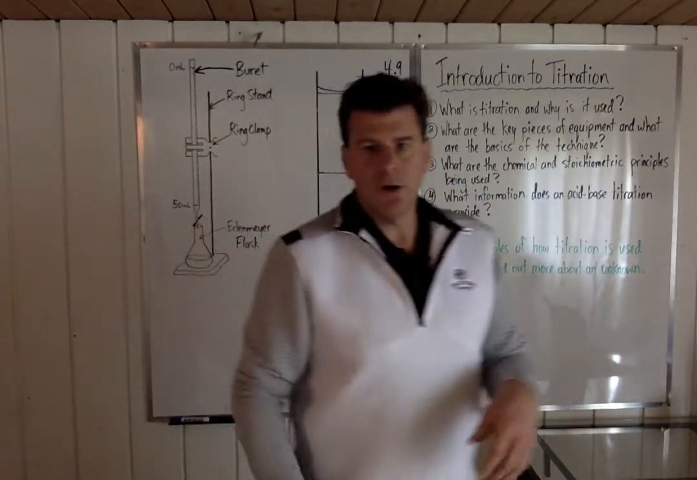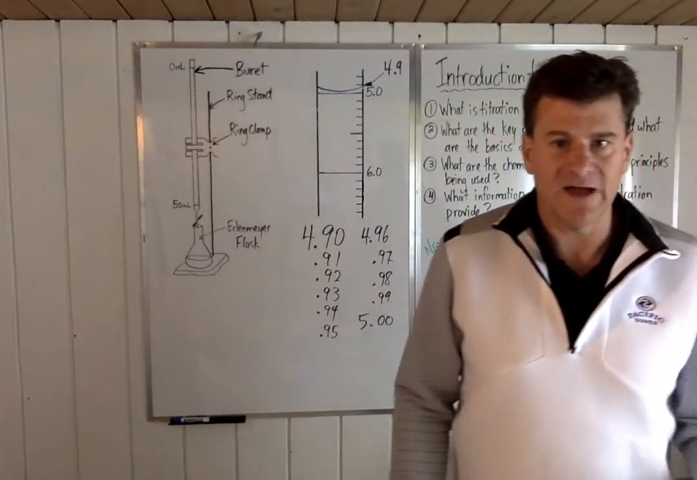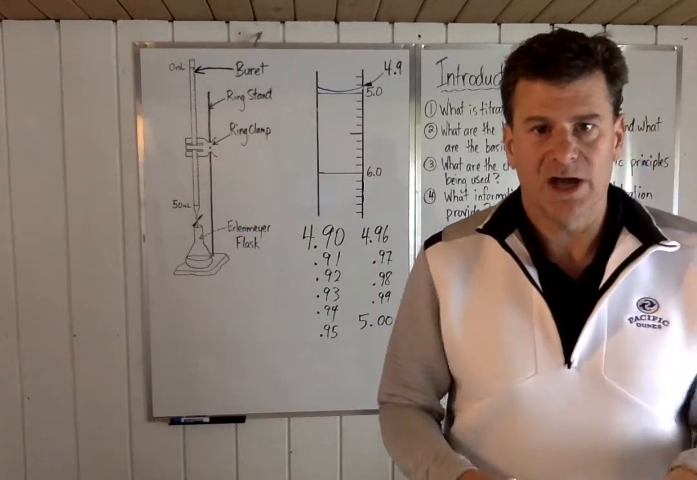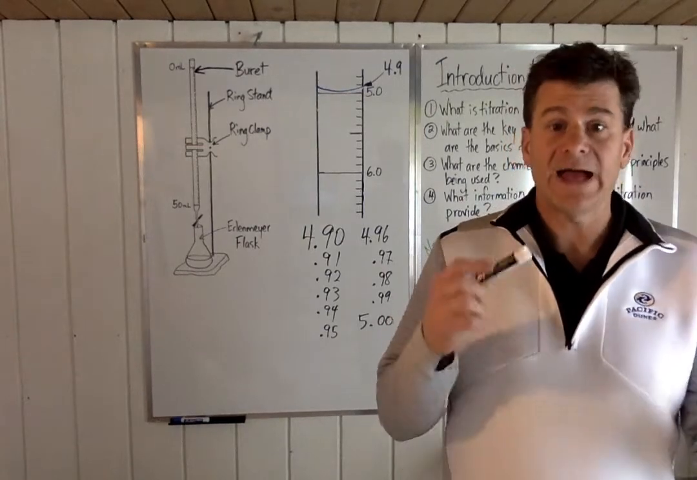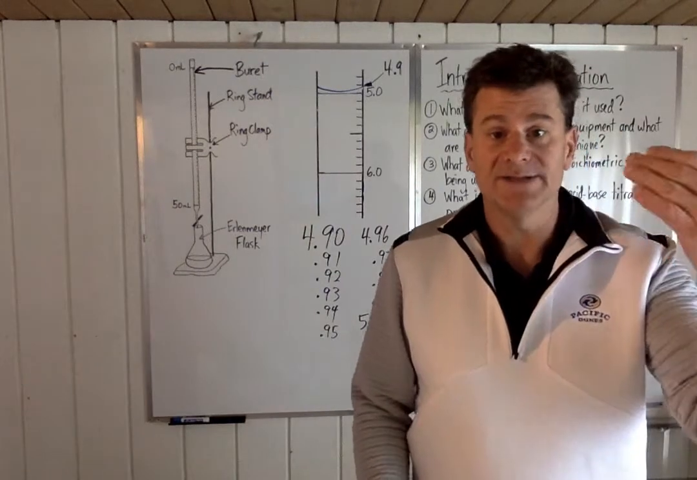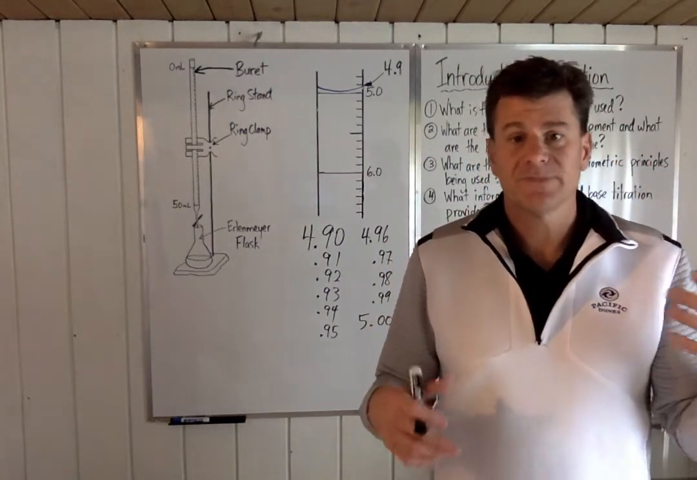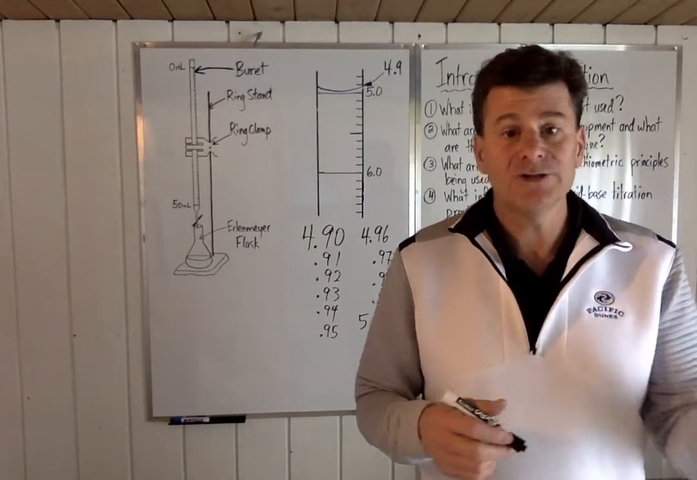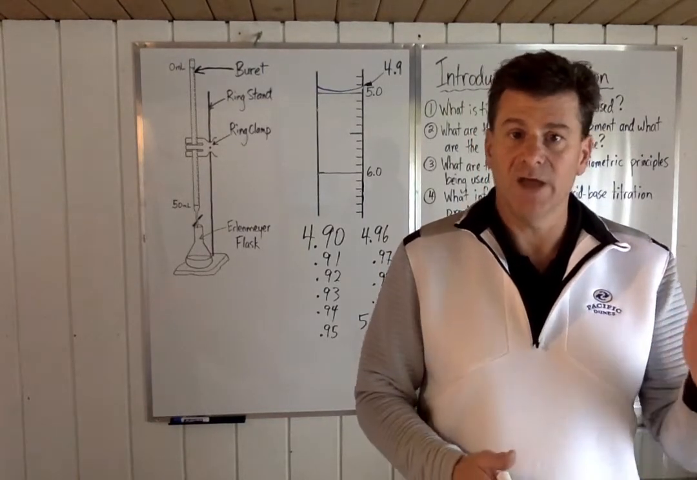So all of those decimals have a 4 in front of them until you get to 5.00. What the glassware is certain of is that it's 4.9; it's not even certain it's 4.90. That 0 in 4.90 would be uncertain. The burette glassware company is uncertain of what that second decimal place is, that hundredth of a milliliter. They're certain of the tenth. They are uncertain of the hundredth.